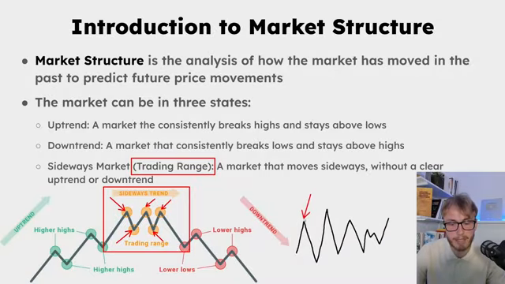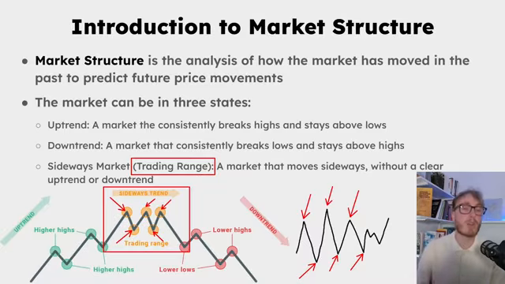For example, right here, you can see that the market is printing higher highs, but it's also printing a lower low. And then it prints lower highs and lows here at around the same level. So a trading range doesn't have to be perfectly straight with highs and lows at the same level. It can basically be any kind of market that is not in a clear uptrend or downtrend.